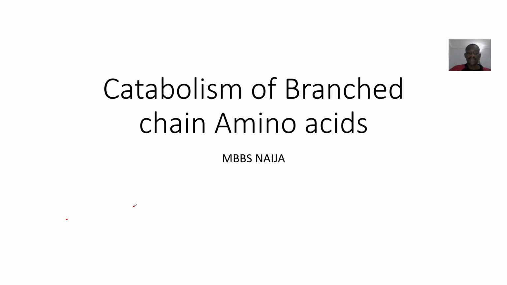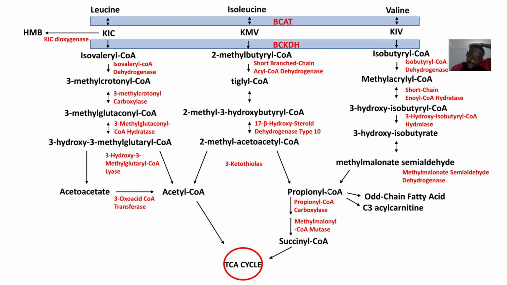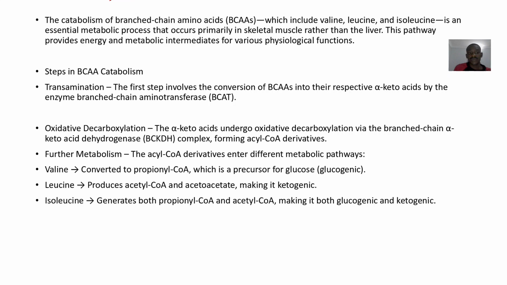Okay guys, so we're quickly looking at the catabolism of what? Branched chain amino acids. So they usually call them what? The BCAA. Okay? BCAA. So anytime you're talking about a branched chain amino acid, you are simply talking about what? Leucine, isoleucine, valine. You understand?